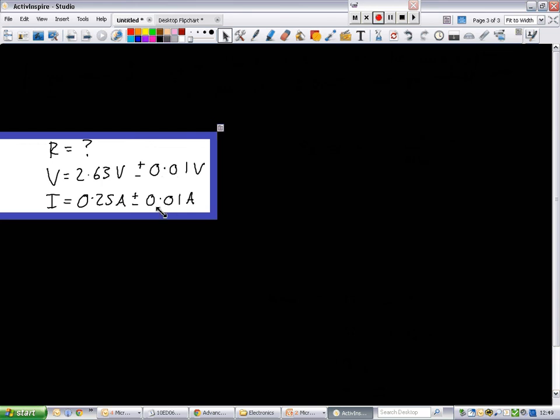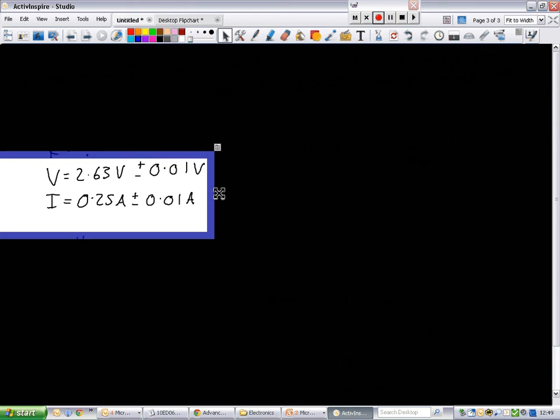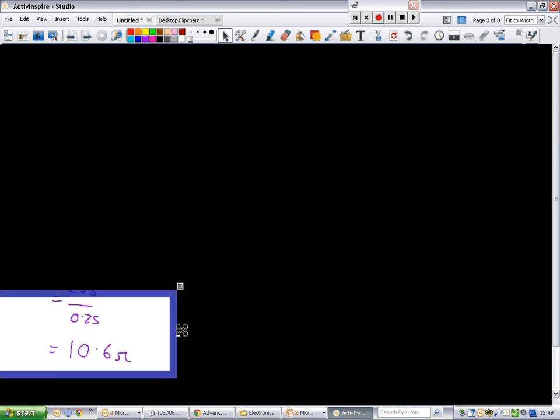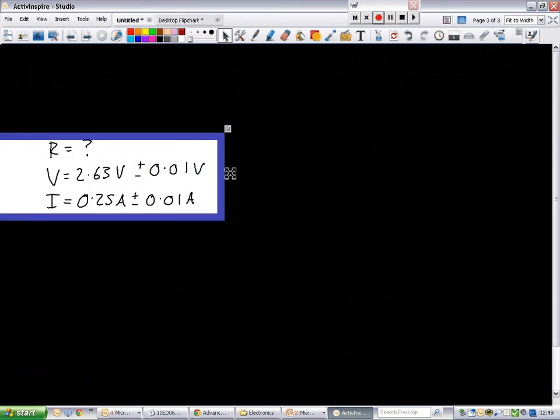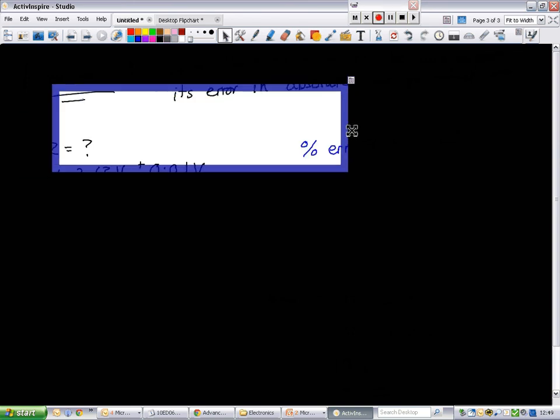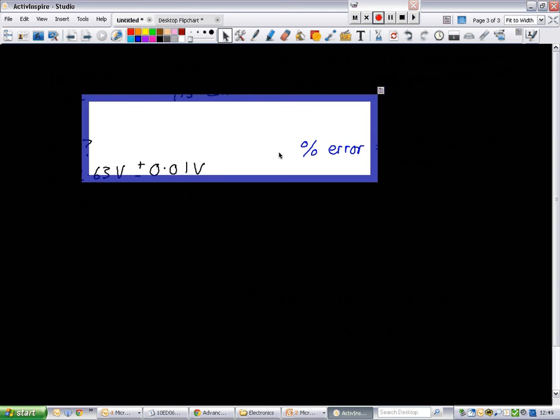But now we've already got this answer for resistance down here. We've got this 10.6 ohms. We're looking for an error in that 10.6 ohms. How do we get an error from that? Which one of these quantities do we use? Well, the answer to that really is both. Because what we have to do is look at the percentage error that each of those contributes.